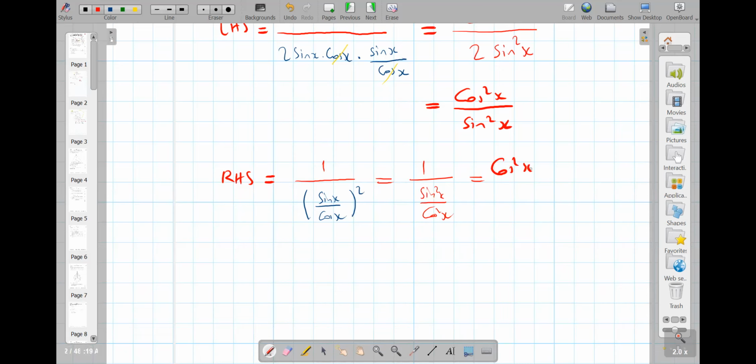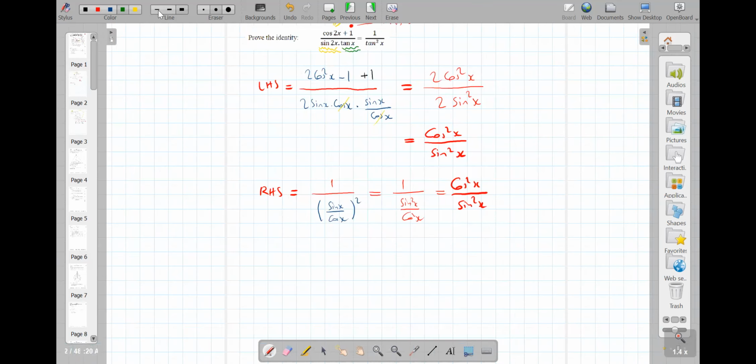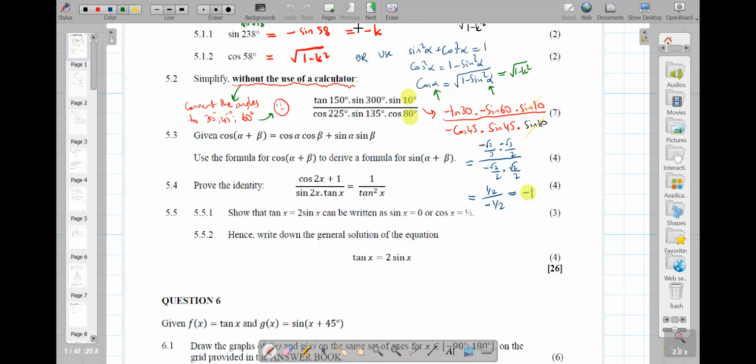So it becomes cos square over sine square. So as a final thing, you can just write the conclusion as left and right sides end up equal. Okay, you can just say left-hand side is equal to right-hand side. Okay, so this was the question with the proving identity.